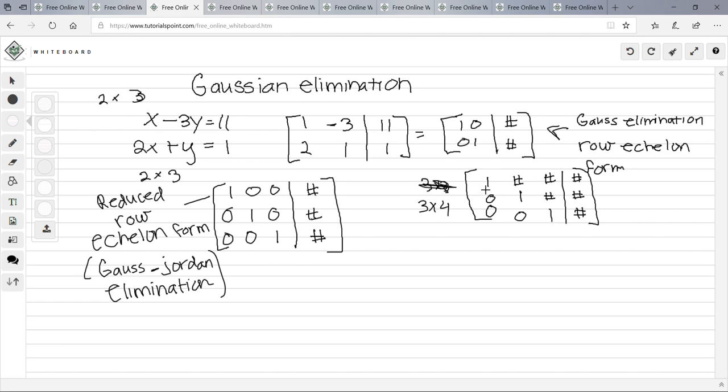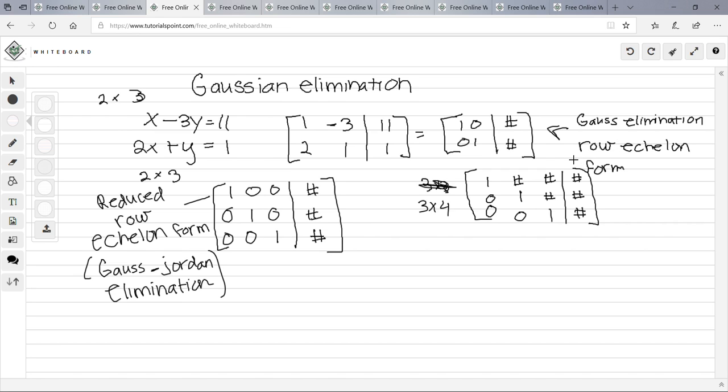Notice how we have a 1 here, 1 here, and 1 here. And then we have a 0 here, a 0 here, a 0 here. And then we don't have a 0 here. It's going to be a number, but we don't know that number. A number here, number here, number here. This is also called the row echelon form, right?